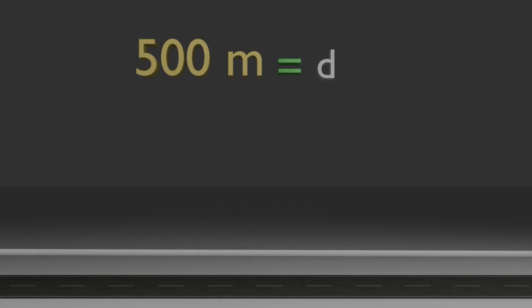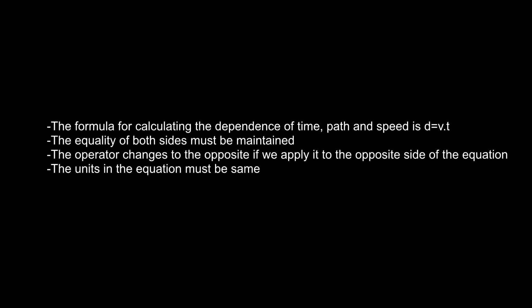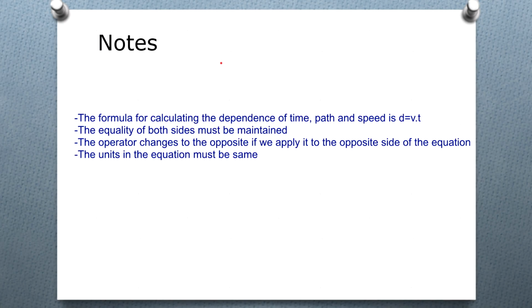Let's summarize what we've learned so far. The formula for calculating the dependence of time, distance and speed is that distance equals speed multiplied by time. If we need to find out another variable, we can change the equation as needed, but equality has to be maintained. The operator must always be opposite if we transfer it to the opposite side of the equation. Minus changes to plus, multiplication to division, and vice versa. When calculating, we adjust all quantities to common units.